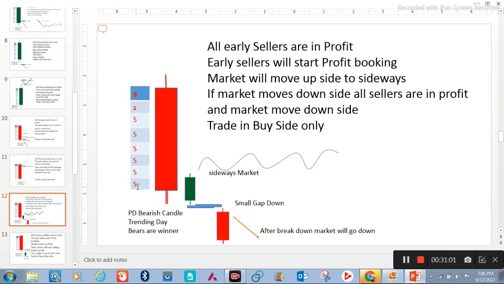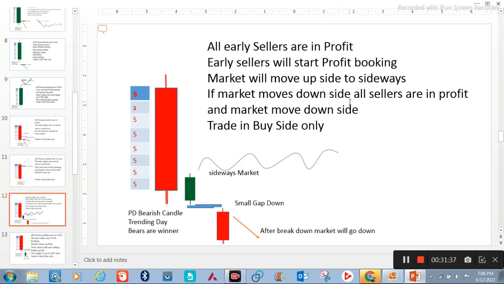A few sellers wanted to book the profit here. When this seller starts booking the profit, what has he to do? He has to buy in the market. What happens? Market will move upside. So some of these sellers are profitable. They will wait. They will be in a confused state. After this move, market will go sideways.